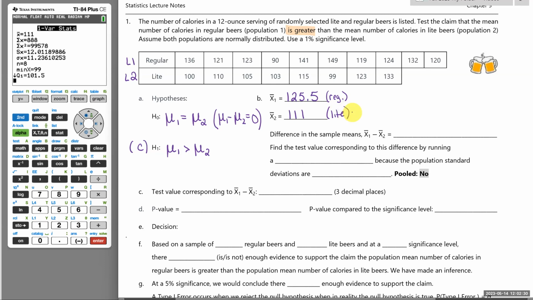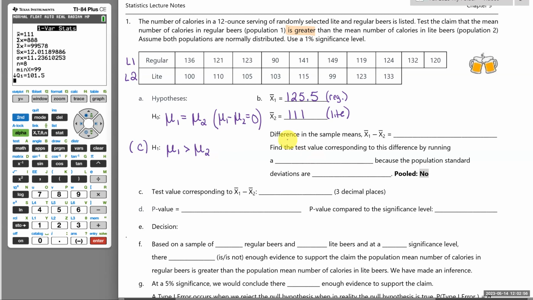But the question is, is that a big enough difference to really convince us that regular beers on average have more calories than light beers for an entire population, not just those in the sample? This is the whole idea of inferential statistics. Are we seeing enough evidence in the sample to cause us to support the claim that we're making?